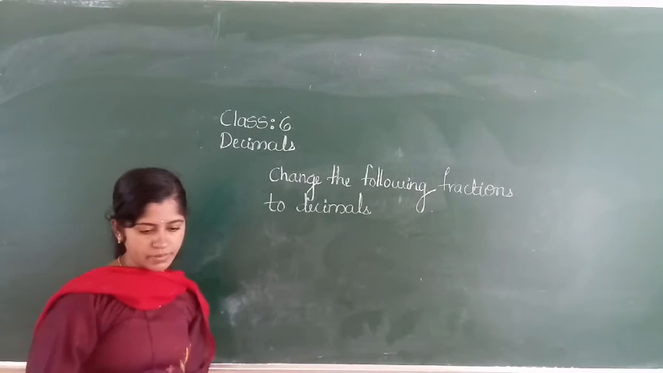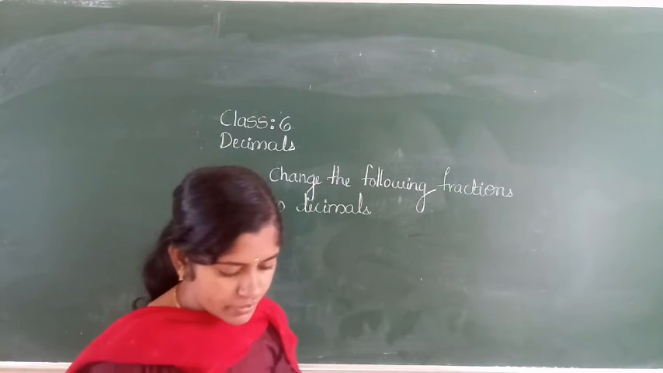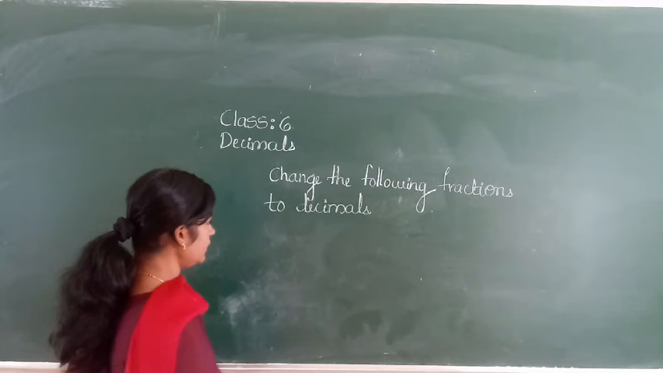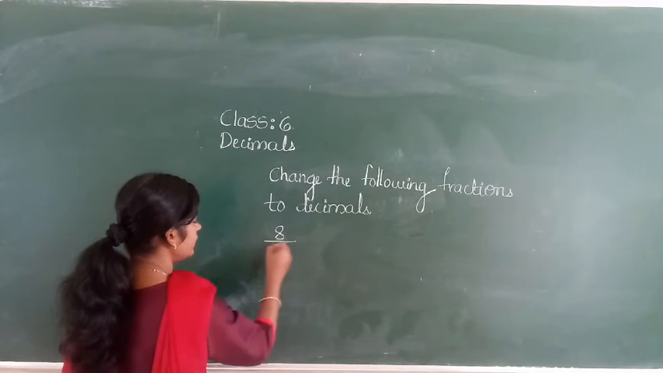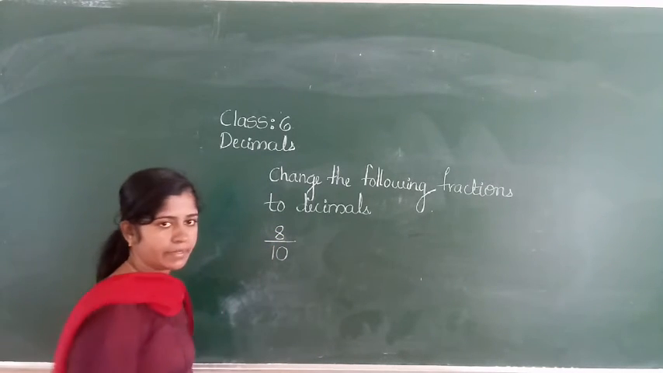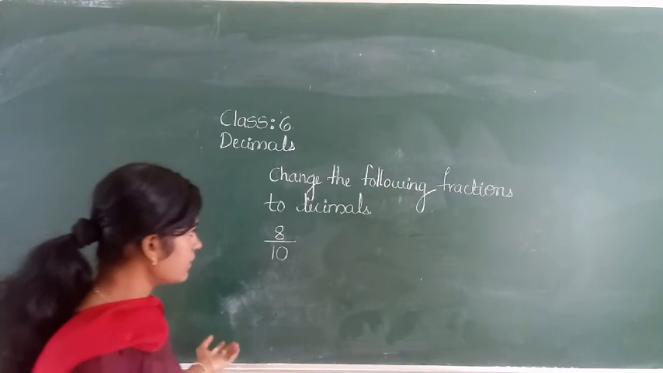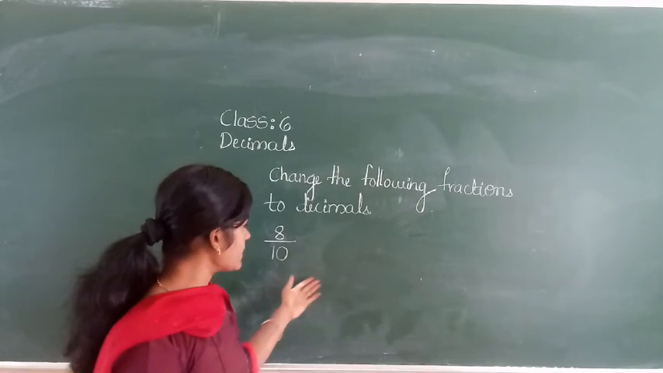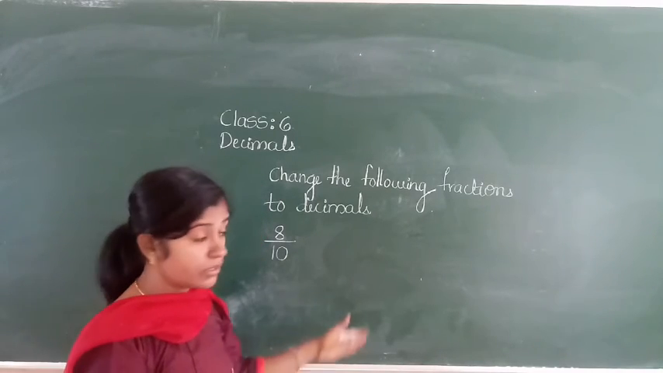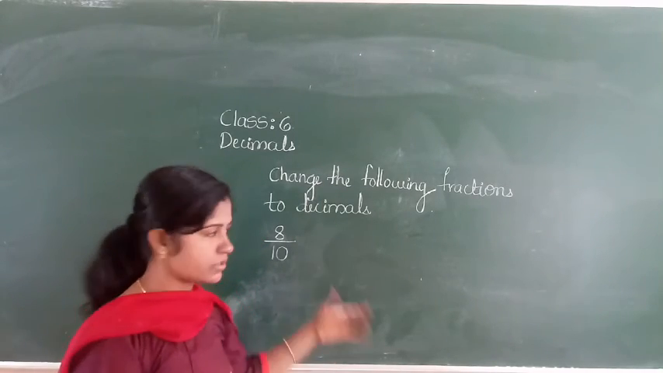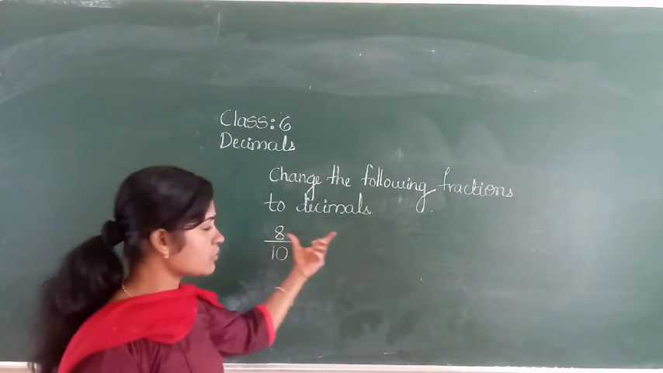Fractions to decimals. Next, here I will take one example, 8 by 10. In previous examples we have converted decimals to fractions. Now you have to convert fractions to decimals.